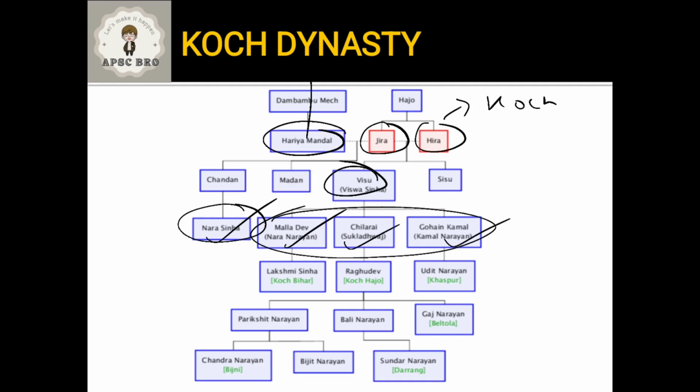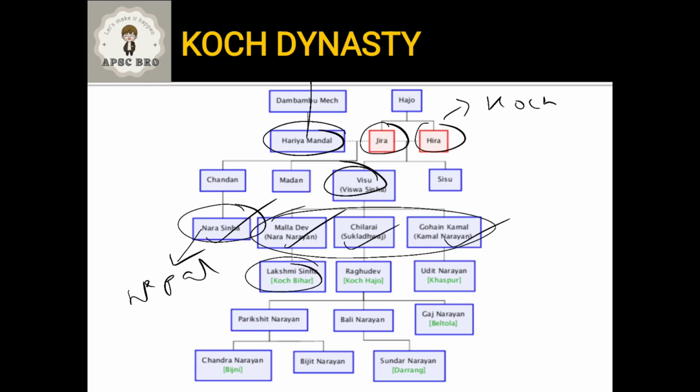Okay. Biswasingha sent Malladev, that is Naranarayan, and Chilarai for education outside Assam. Taking advantage, when Biswasingha got sick, Narasingha captured the throne. So when Malladev and Chilarai came back, they had to fight Narasingha. Narasingha fled to Bhutan, and so Malladev and Chilarai attacked Bhutan. Narasingha then fled to Nepal, and they attacked Nepal also. Finally, Narasingha fled to Jammu Kashmir, so they didn't follow him after that. They concentrated on their kingdom.